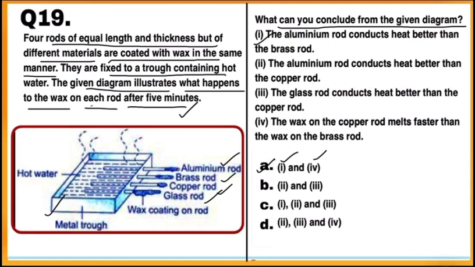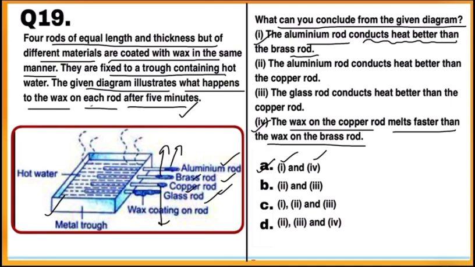1. The aluminium rod conducts heat better than the brass rod. You can see here less amount of wax is present on aluminium than on the brass. So the aluminium rod conducts heat better than the brass rod. Number 4. The wax on the copper rod melts faster than the wax on the brass rod. You can see here copper and brass, more wax is melted here and less wax is melted here. So option A is the correct answer.